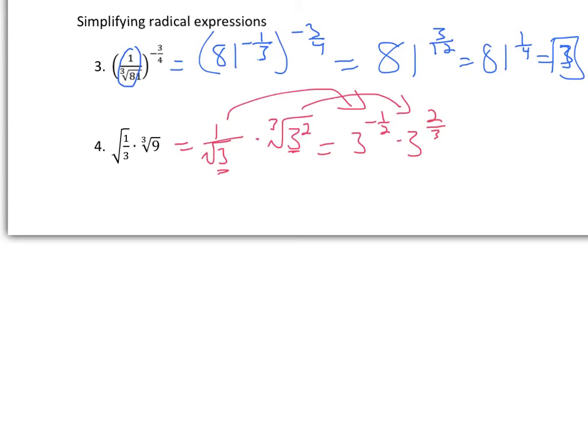Now to multiply those together, you keep the base, add the exponents. So we'll have 4/6 minus 3/6 is 1/6 power. And with that, you can't really do anything much more, but you can turn it at least back into a radical. It's the 6th root of 3. Okay, let's go to some more examples.